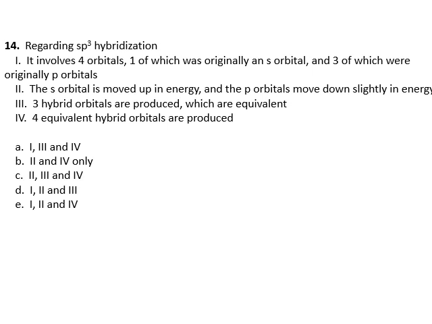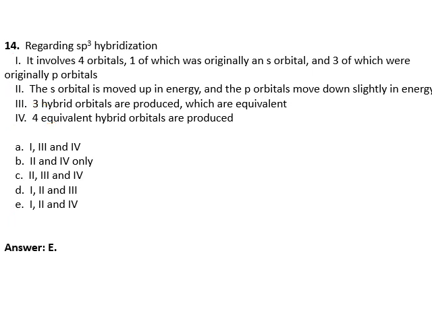For sp3 hybridization, it involves 4 orbitals. 1 was originally s, 3 were originally p. That's correct. 2, the s orbital moves up, the p orbitals move down. That's correct. 3, hybrid orbitals are produced. That's wrong. It's 4 sp3 hybrid orbitals. S1 p3, that's 1 plus 3 is 4. So 4 here is correct. 4 equivalent hybrid orbitals are produced. So 1 is right, 2 is right, and 4 is right. So the answer is going to be E.